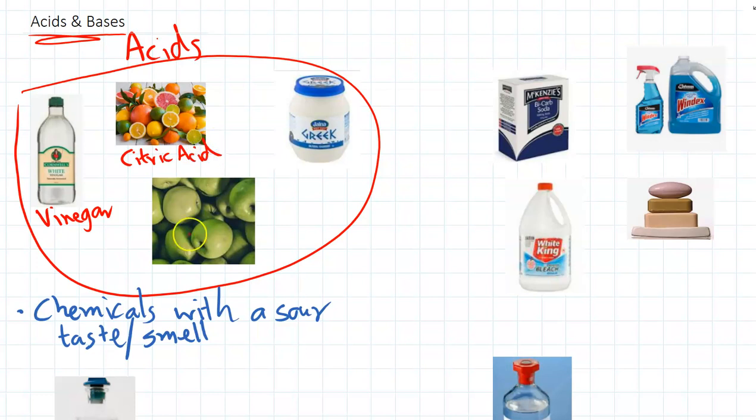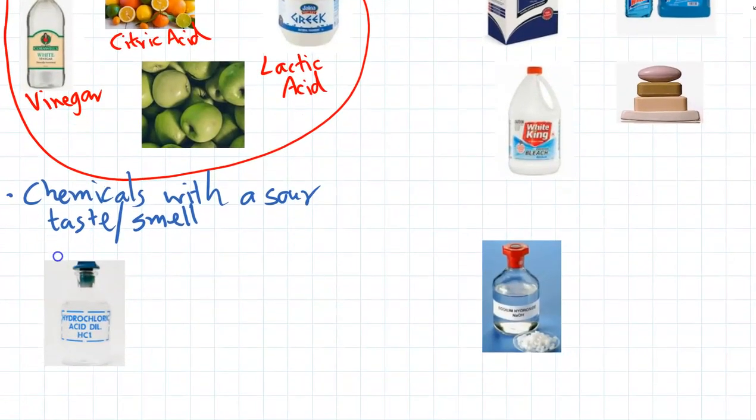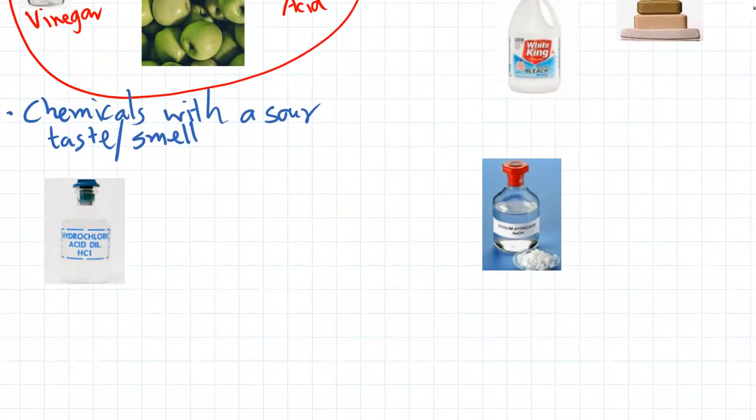Green apples have an acid in as well. And even yogurt has an acid in called lactic acid. And that's what gives yogurt, particularly natural yogurts like Greek yogurt, their really sour taste as well. So yes, some acids you can eat, but also other acids are much stronger than that and they can be really corrosive.